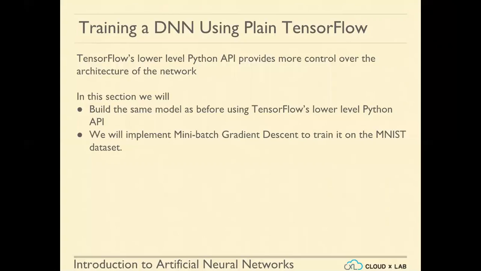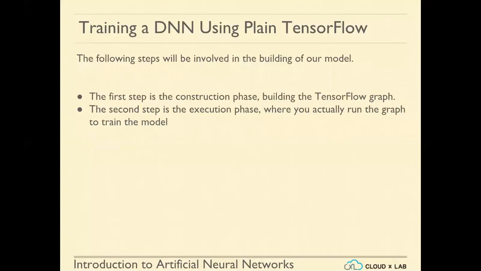So in this section, we will build the same model as before, the MNIST model, using TensorFlow's lower level Python API, and we will implement mini batch gradient descent to train it on MNIST. All right.